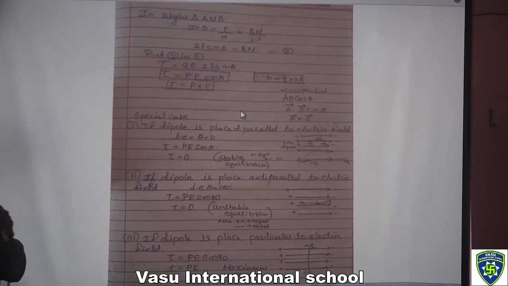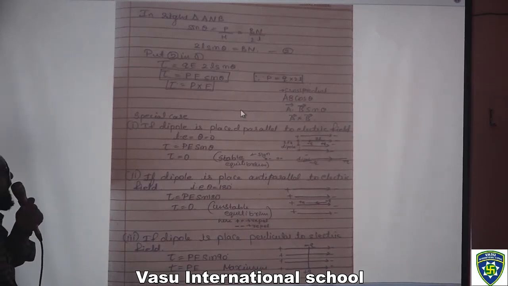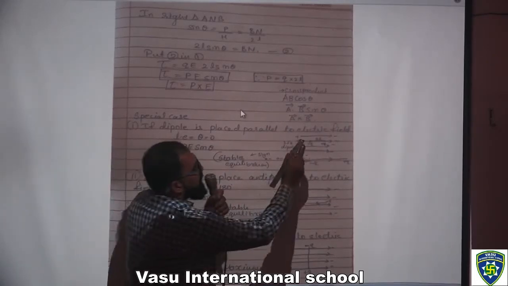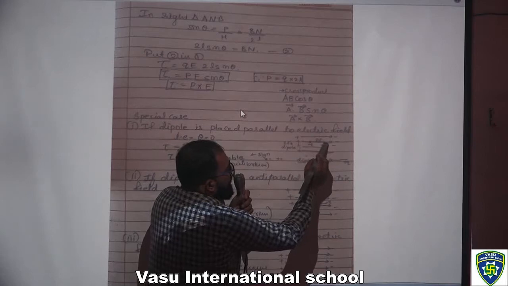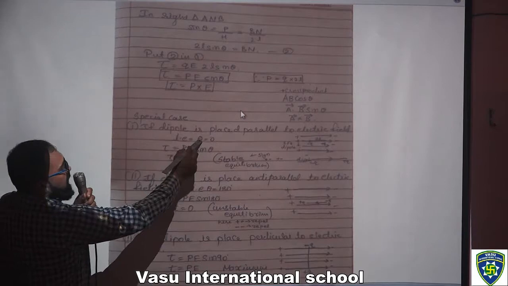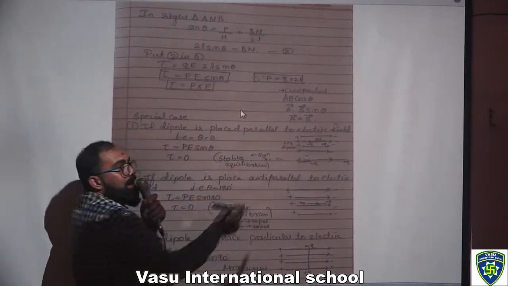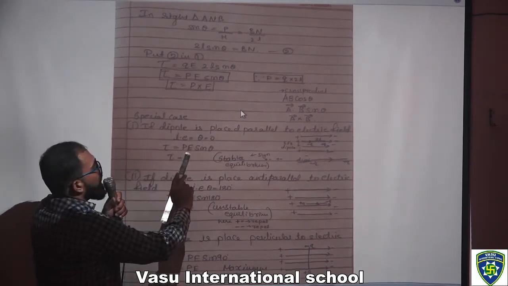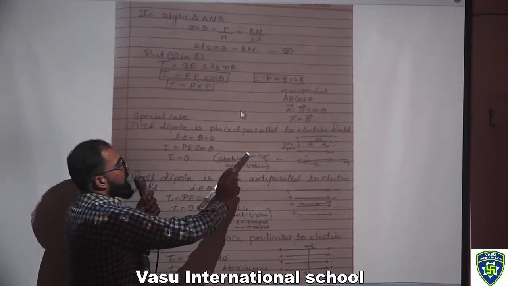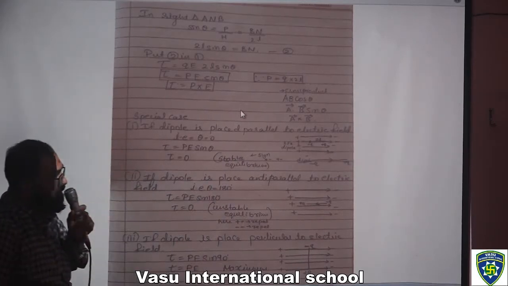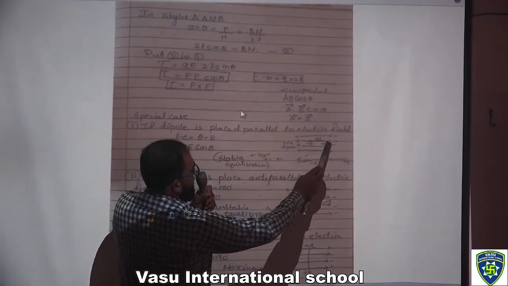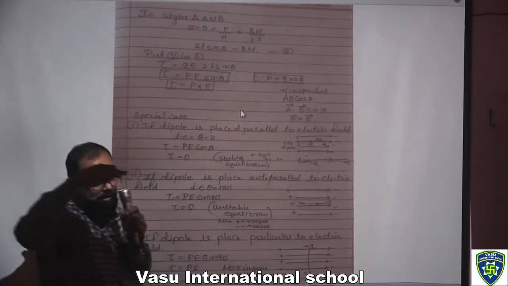Now let us take the special cases. If the dipole is placed parallel to the electric field, so theta is equal to 0 because it does not have any angle. So torque is equal to pE sin theta, and at that time torque will be equal to 0. So it is in stable equilibrium, because the signs are plus and minus, minus and plus. So that will be in a stable condition.